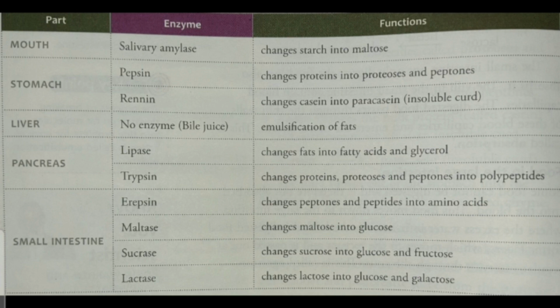The next is the small intestine. In the small intestine, there are enzymes like erepsin, maltase, sucrase, lactase, etc. So, by the small intestine, the digestion procedure is mainly completed. After that, the absorption happens, and after that, assimilation happens. So, this is all about the digestive enzymes, the different enzymes and their functions in your body.